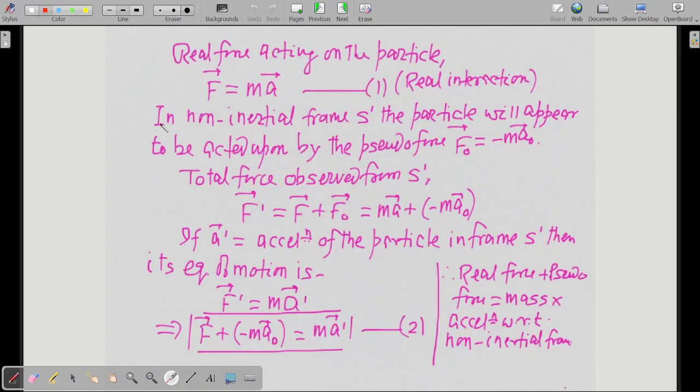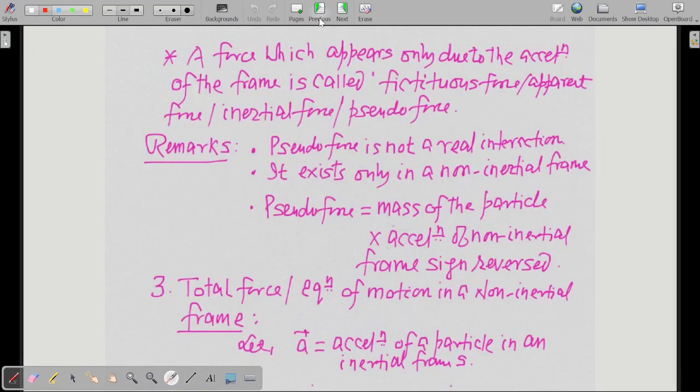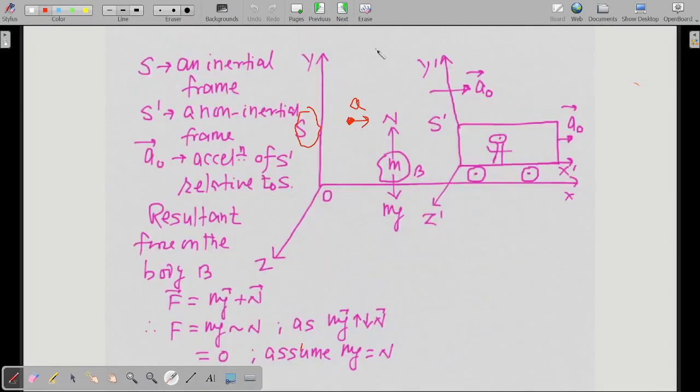Okay, in non-inertial frame S prime, the particle will appear to be acted upon by pseudo force. What will happen in a non-inertial frame S prime? Let us see the same object in the non-inertial frame S prime. So in this particular non-inertial frame S prime, as already derived in the previous class, minus ma naught force will be acting on this particular object with respect to this frame.